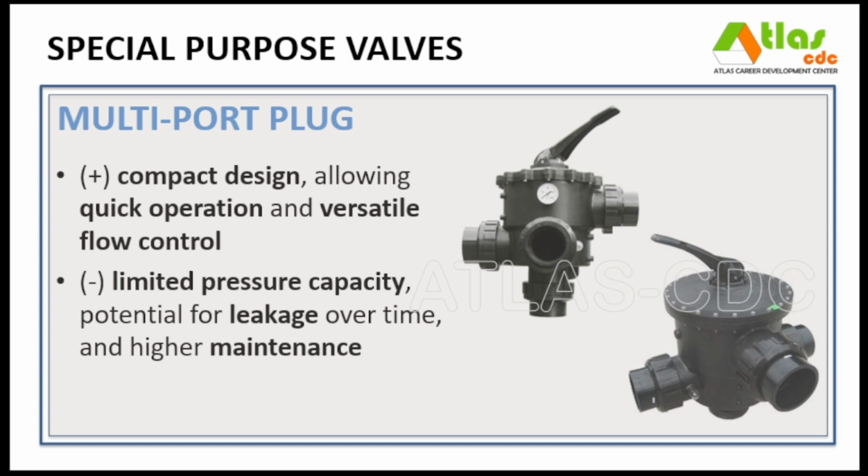However, its disadvantages include limited pressure capacity, potential for leakage over time, and higher maintenance in abrasive or dirty surfaces. It is typically used in chemical processing, water treatment, and industrial systems where flow direction must be changed frequently. Unlike other valves that handle simple on-off or throttling duties, this valve is designed for multi-directional flow control.